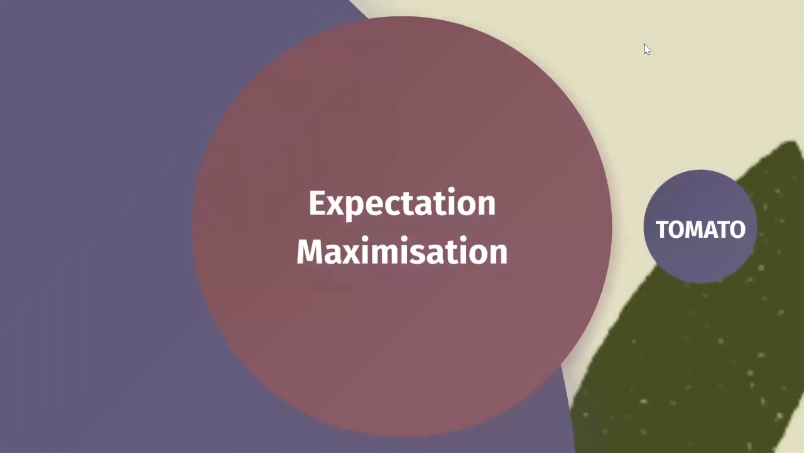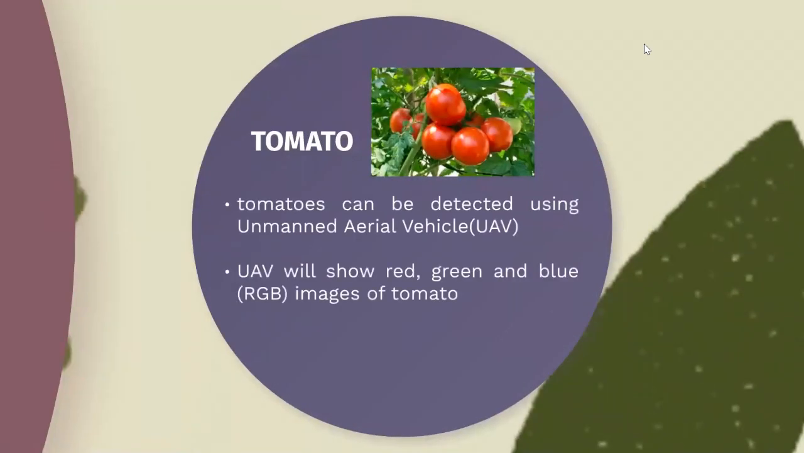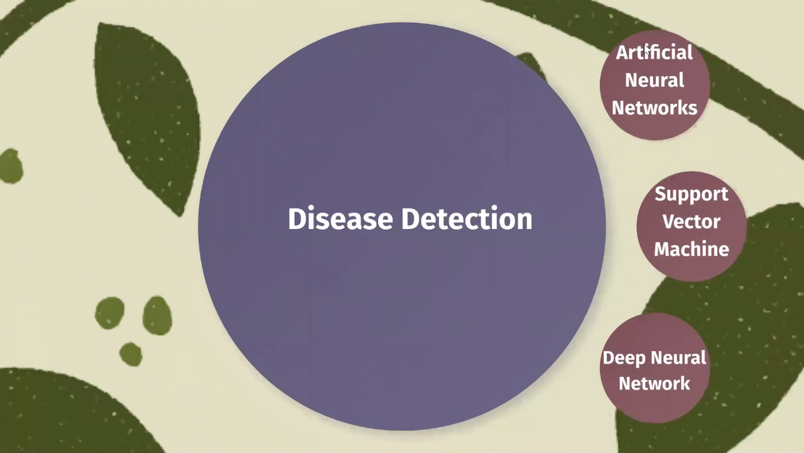The last one is expectation maximization. This is an algorithm which can help in detection of tomatoes using unmanned aerial vehicle UAV. UAV will show red, green, and blue RGB images of tomato. Now we have done for yield prediction. We will proceed for disease detection.